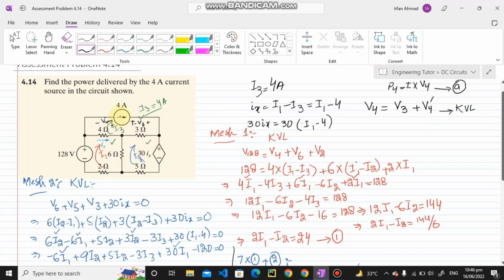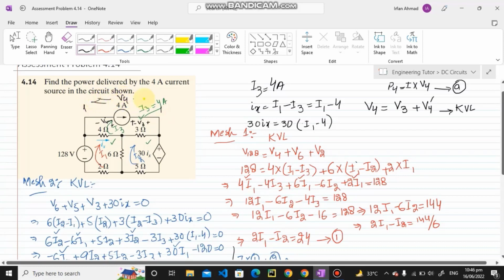So all the voltage here is V4, and this is equal to the sum of these two voltages. Now the value of V3 is 3 multiplied by the current through it, and the current through it is I3 minus I2. Similarly, the value of V4 prime is equal to 4 multiplied by I3 minus I1. So I know the value of all these quantities.